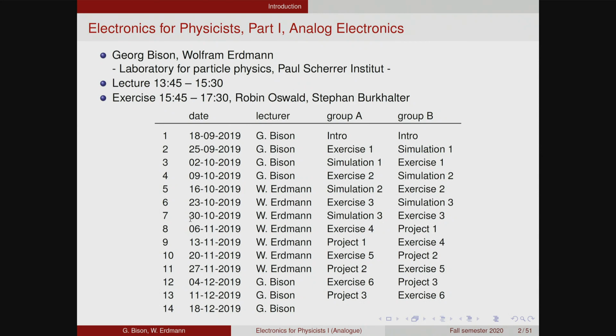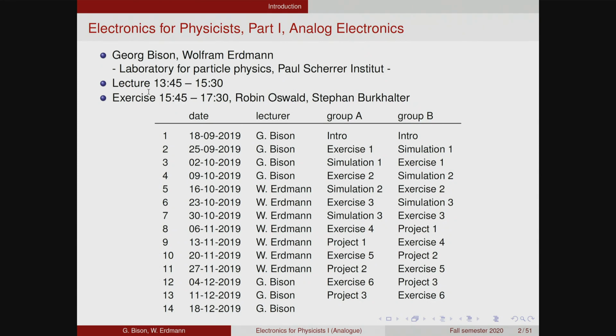So the schedule looks like that. I will give 4 lectures in the beginning, and then Wolfram has a run with 7 lectures, and I take the last 3 again. Well, you're here, you found it. The lecture will go 13:45 till 3:30.